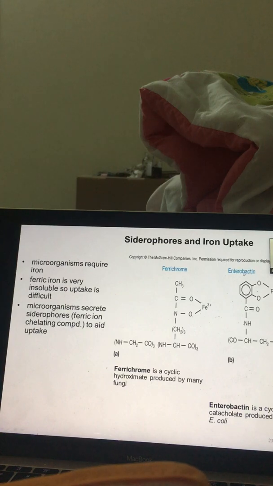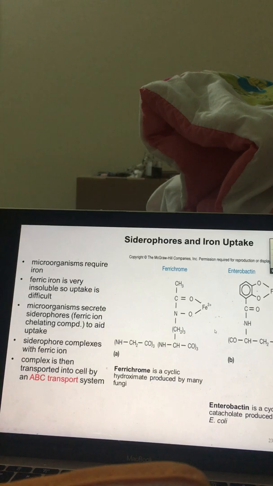Here is another one, which is enterobactin. This is a cyclic catecholate, and this is produced by E. coli. And E. coli will throw out some enterobactin to get the ferric ion inside the cell across the membrane. Siderophores are known to form complexes with the ferric ion. And how are they transported? Once this ferrichrome or enterobactin has trapped the ferric ion, they will be using the transport systems, which we will call the ABC transport system, right?